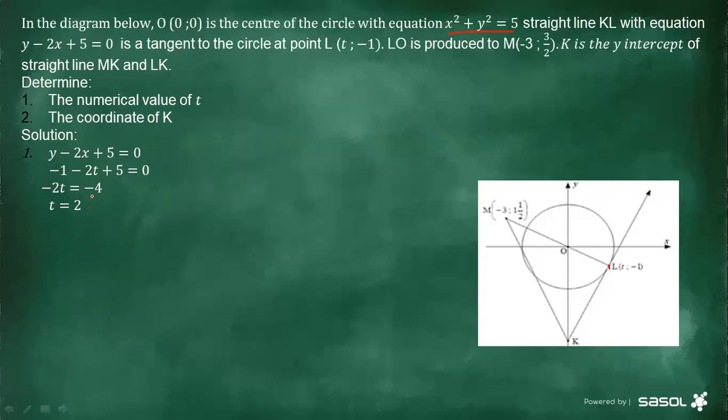Let's determine the coordinate of K. We can all see that K is the y-intercept, and we know that at the y-intercept, x is 0, hence you see 0 there. Then from there, -2 times 0 is 0, and that plus 5, then transpose, gives -5. So the coordinate of K is (0, -5), because the question is very clear: the coordinate of K.